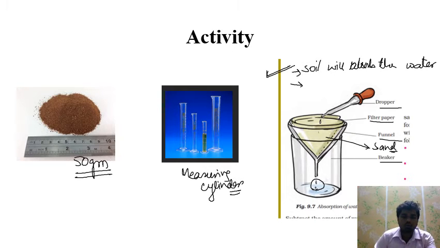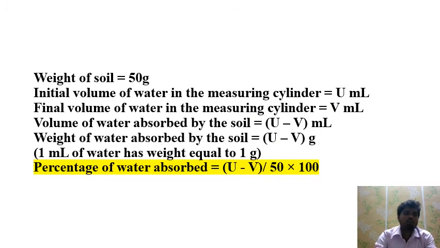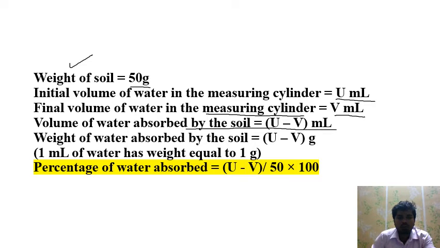Now let's see what numerical values we have to calculate. We have the weight of the soil as 50 gram. Initial volume of water in the measuring cylinder is U ml. Final volume of water in the measuring cylinder is V ml. The volume of water absorbed by the soil is U minus V ml. Weight of the water absorbed by the soil is U minus V gram, as 1 ml of water is equal to 1 gram.